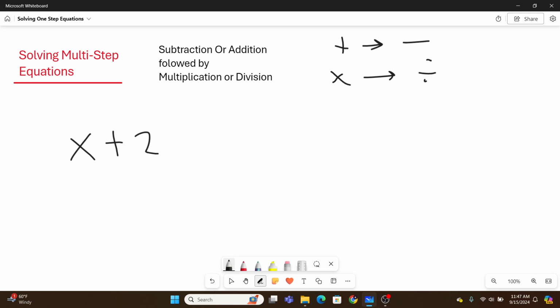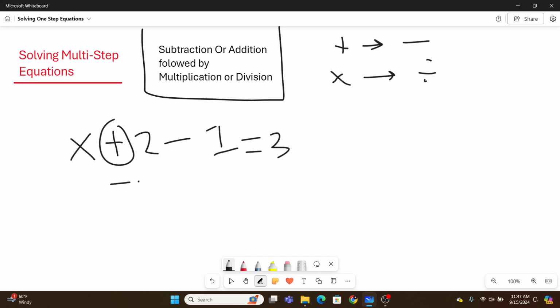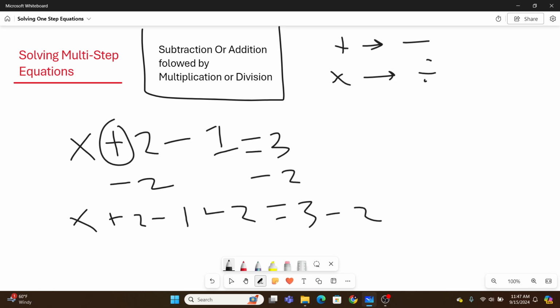So now we have x plus 2 minus 1 is equal to 3. Now, there are two ways we could solve this, and we could use this method where you start with the subtraction or addition, or we could simplify. And I will show both methods. So let's start with this, subtraction or addition. So let's say we start with addition, so we're subtracting 2 on both sides. And now we have x plus 2 minus 1 minus 2 is equal to 3 minus 2.